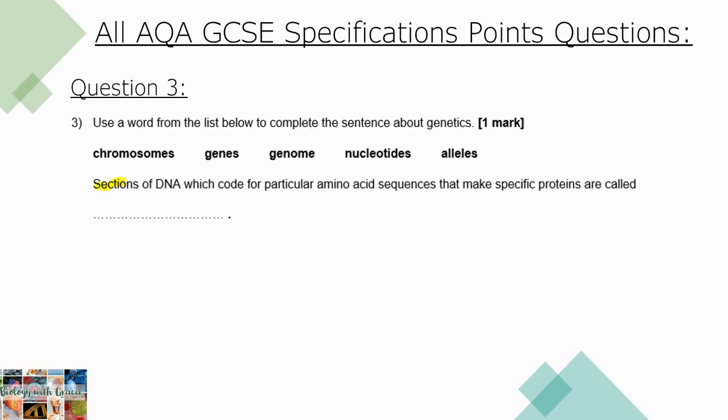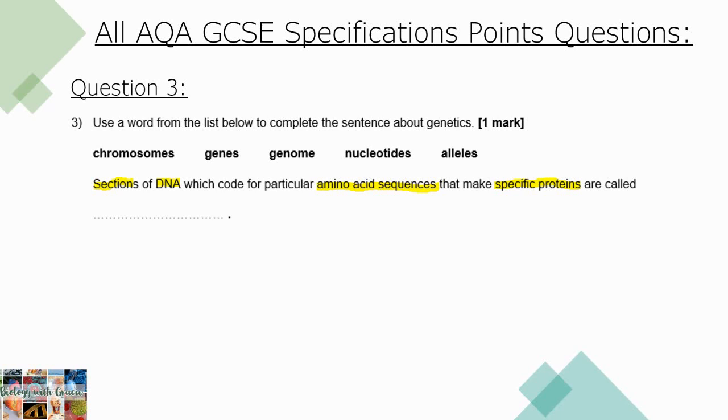Section of DNA coding for particular amino acid sequences, make specific proteins. Okay, so if we start with alleles, an allele is a different version of the same gene, so we know that this is not a section of DNA which codes a particular amino acid sequence, so we can ignore that one. And nucleotide is what makes up DNA and RNA. It's composed of a pentose sugar and also a phosphate and a base, so we know that that is not a section of DNA that codes particular amino acid sequences. That's what forms the structure of it, rather.